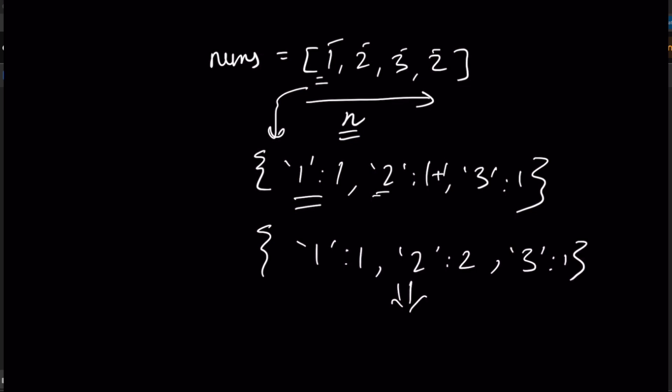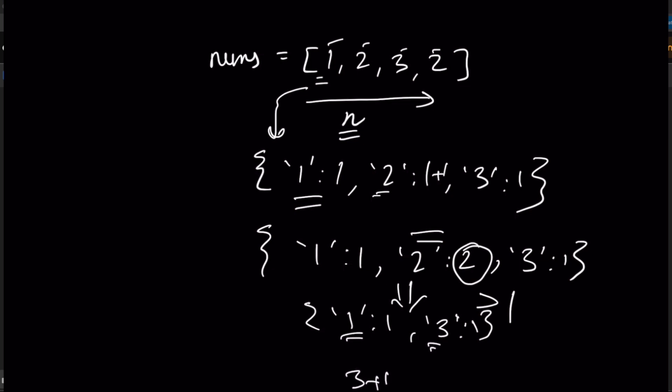And then we can filter this object on the basis of values. If it is greater than 1, then we can filter this out and we can get this object back. And then what we can do is just sum up the key values here. So it will be 3 plus 1, 4. So that's, I think, the simplest way to solve this problem. And now we will jump to our code editor and we'll solve this problem in JavaScript.